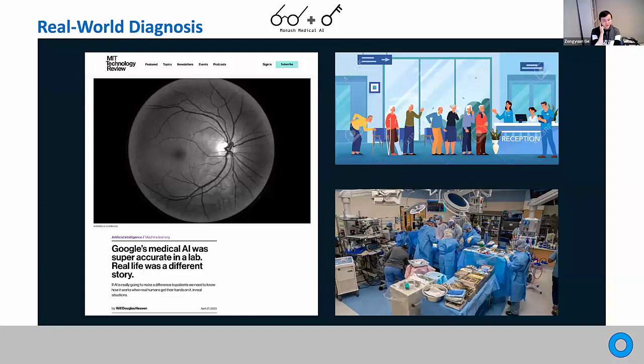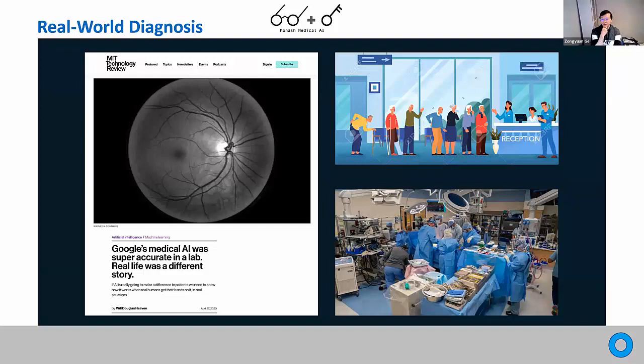Google's medical AI model was super accurate in the lab, but real life was a different story. That's because in the real clinic, they did a large-scale study in Thailand. They found that different camera models, the blurriness of the images, and the artifacts created lots of issues, resulting in pretty bad performance from the AI model. It didn't match what they got from the lab, right?